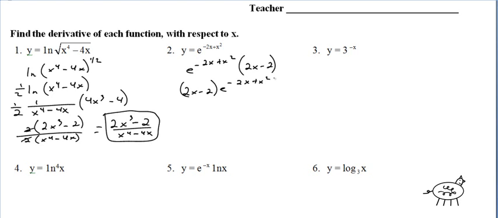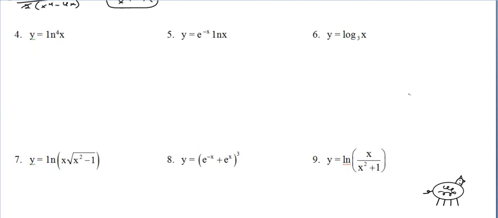All right, number 3, it's just using your knowledge of how to take the derivative of a to the x, which is going to be equal to 3 to the negative x times natural log of 3. Then the derivative of negative x is negative 1. So we wind up getting negative ln of 3 times 3 to the negative x.